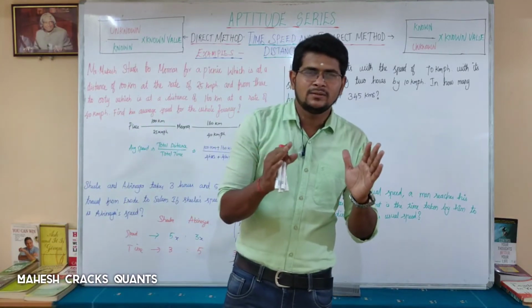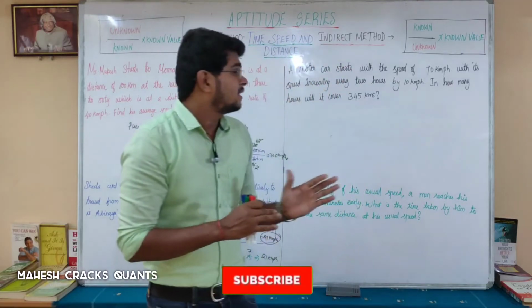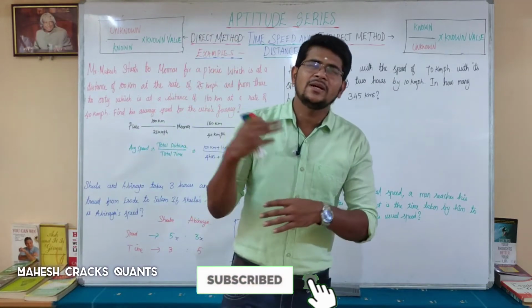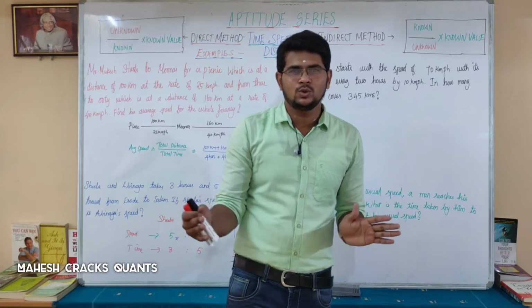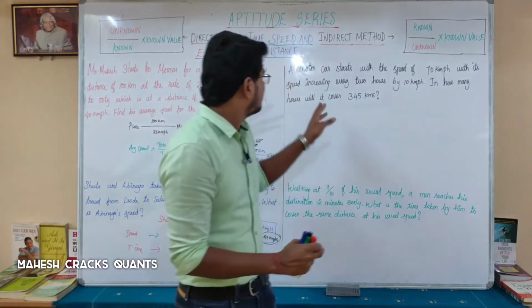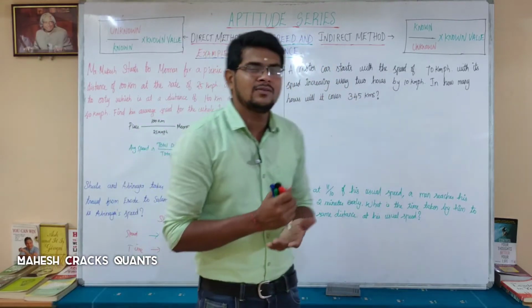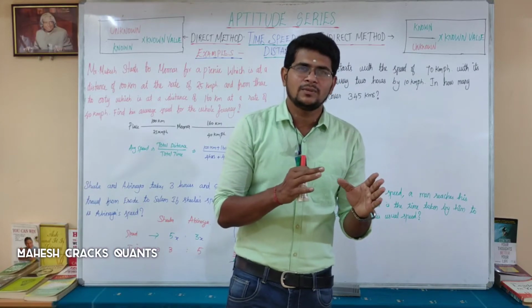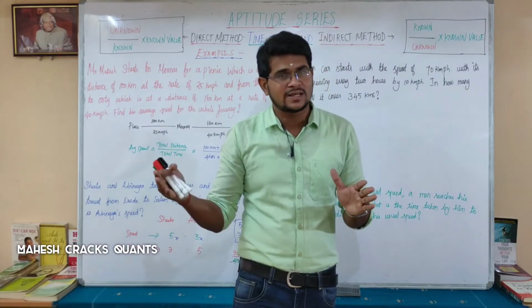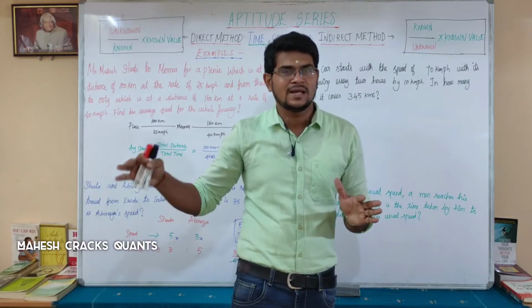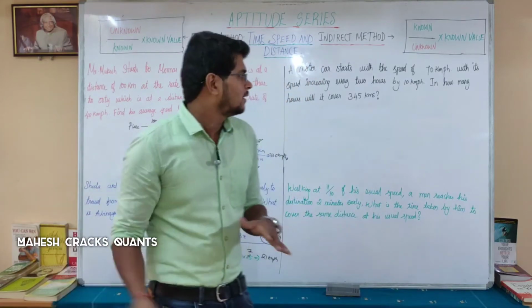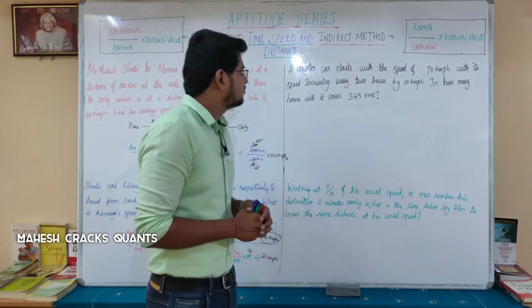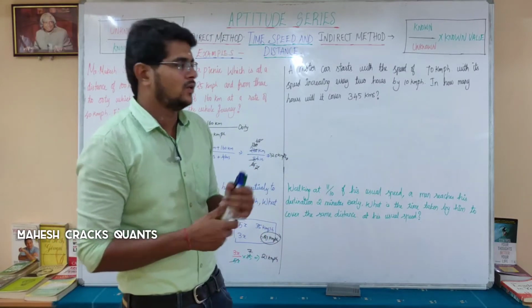A motor car starts with the speed of 70 km per hour. After every 2 hours of traveling, its speed increases by 10 km per hour. So which means at the beginning 70 km per hour, after 2 hours it is 80 km per hour, after 2 hours it is 90 km per hour, and so on. It goes on. In how many hours will it cover 345 kilometers?